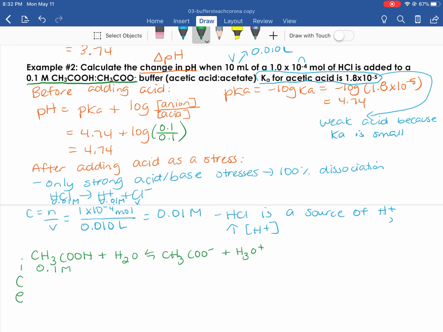Okay, so we have 0.1 molar and we don't care about the water. And really, when we do the Henderson-Hasselbalch equation, we need the acid and the anion or its conjugate base. That's all we need. So I'm not going to fill in much more about that. So I'm going to call it modified ICE.